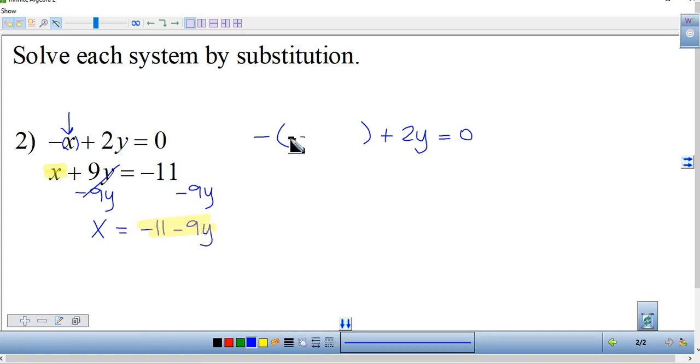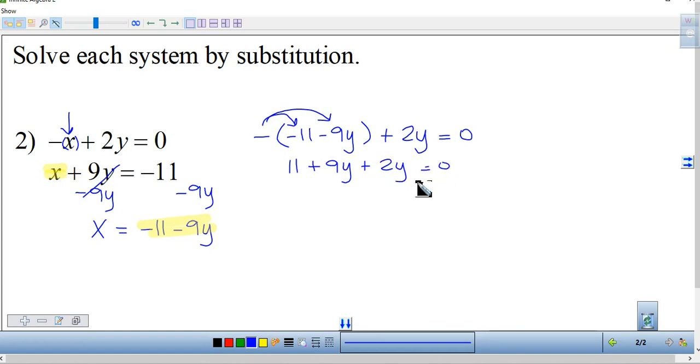x is equal to negative 11 minus 9y. Now I used parentheses because there was a negative sign in front of the x. This negative is going to apply to both terms inside of the parentheses. So it will become positive 11 and positive 9y.